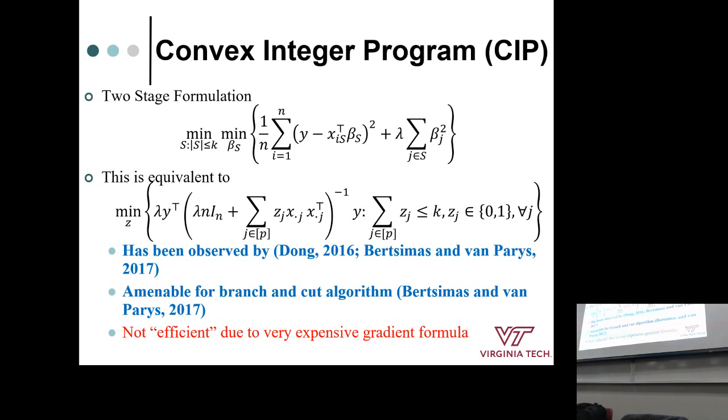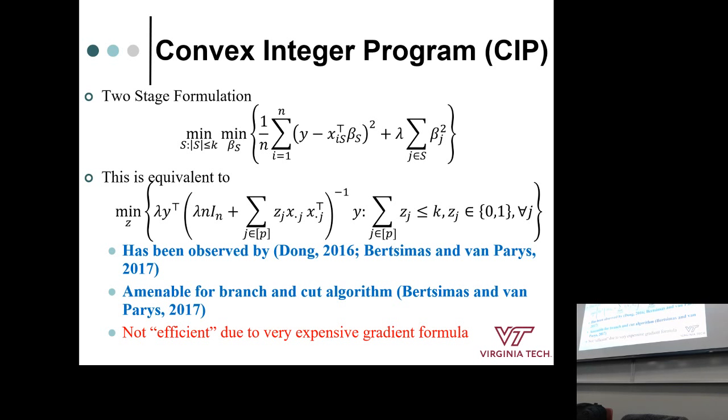This formulation was observed by Dong in 2016, and then researchers from MIT also used this formulation for branch and cut algorithms, because you cannot throw this formula to Gurobi. They cannot take it because it's not quadratic, or linear, it's nonlinear, so they cannot take that. But what they do is essentially each time they underestimate this function by using gradient inequalities, just adding gradient inequalities sequentially, and then you can solve this model. But you will see that even to compute this objective function value, you need to do this matrix inversion, which is an n by n matrix inverse. So this is very costly, and that's the reason we show that branch and cut in practice might not work well on our data set.